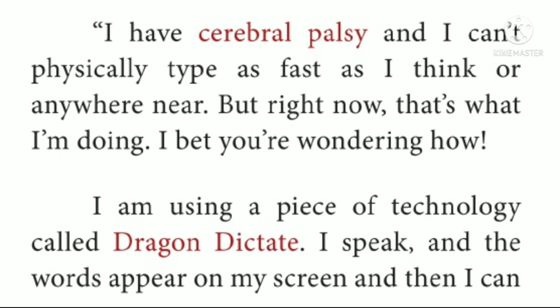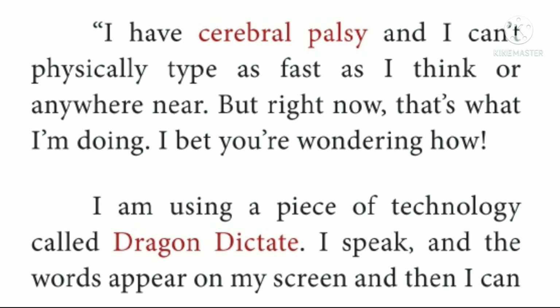We'll see the meaning for cerebral palsy. That is permanent tightening of muscles caused by damage to the brain. And the next word is Dragon Dictate. It is software which recognizes speech and converts it to text. We'll see the explanation now.